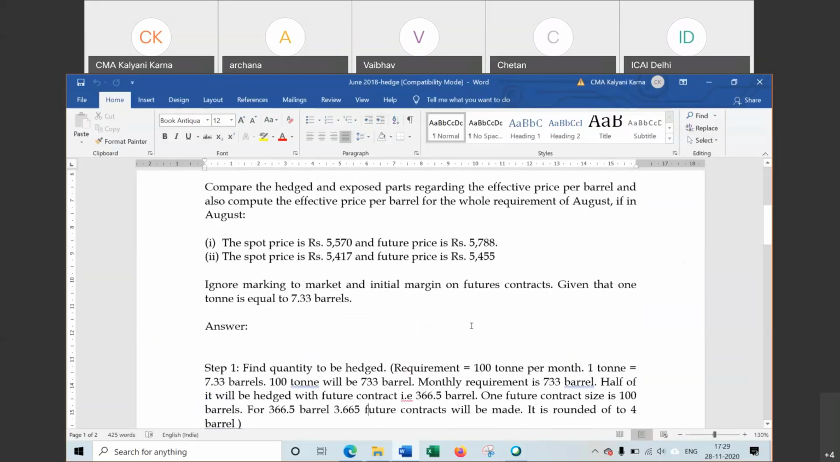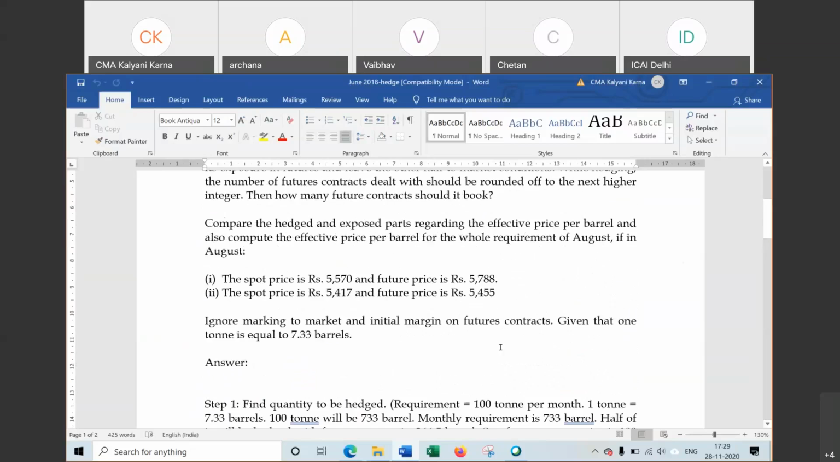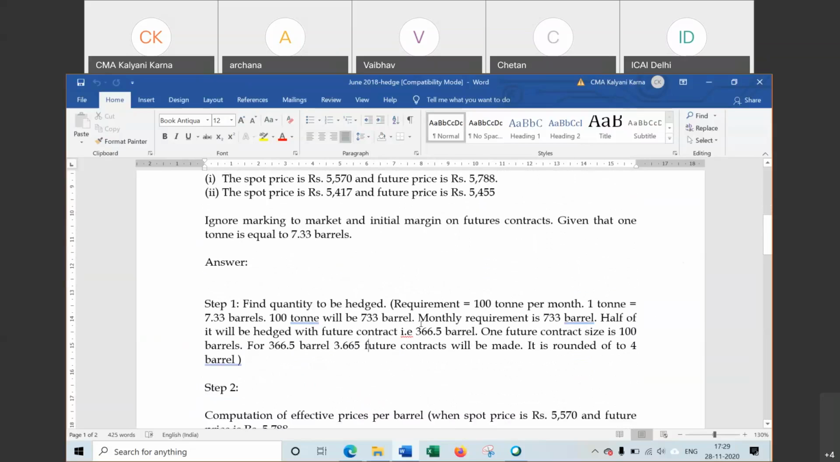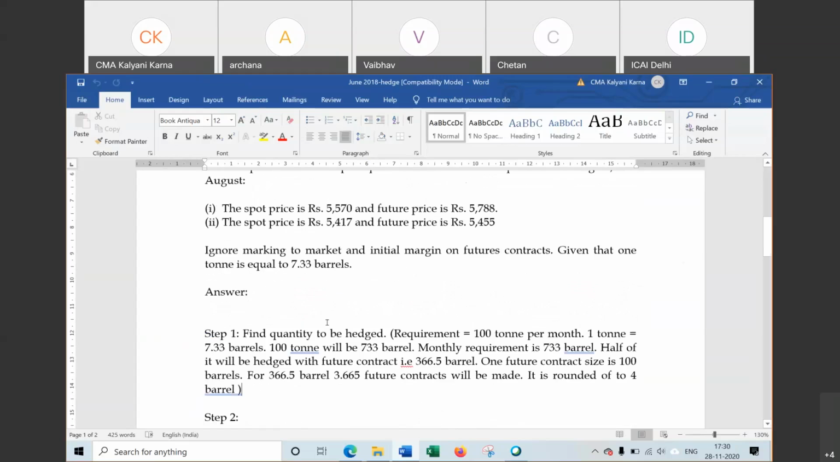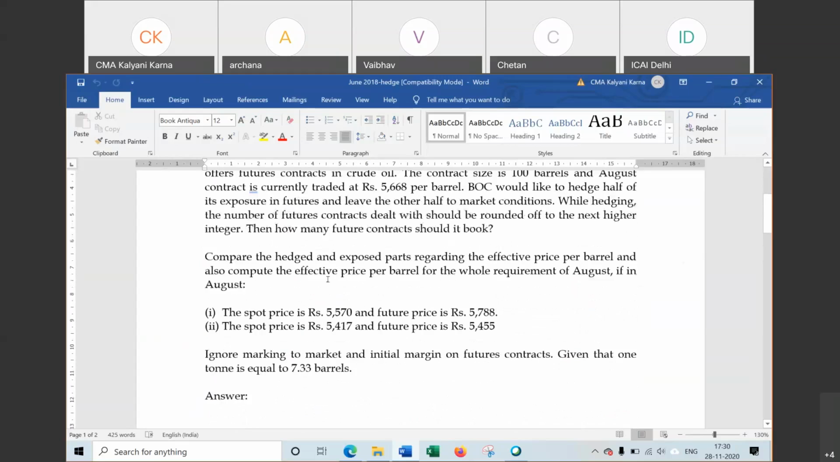How to find this one? Find the requirement: 100 ton per month, and 1 ton is equal to 7.33 barrel. So 100 ton is 733 barrel. Half of this will be hedged, means 366.5 barrels will be hedged through futures contracts. In one futures contract we have to buy 100 barrels. So for 366.5 barrel we need 3.665 futures contracts. And the question says to round it off, so 4 futures contracts. Now the next part of this question: find the effective price per barrel.